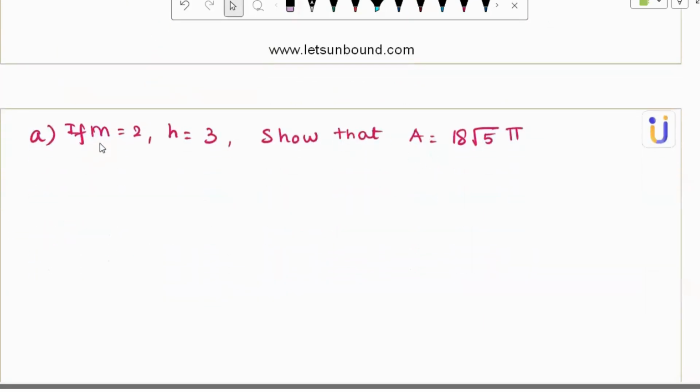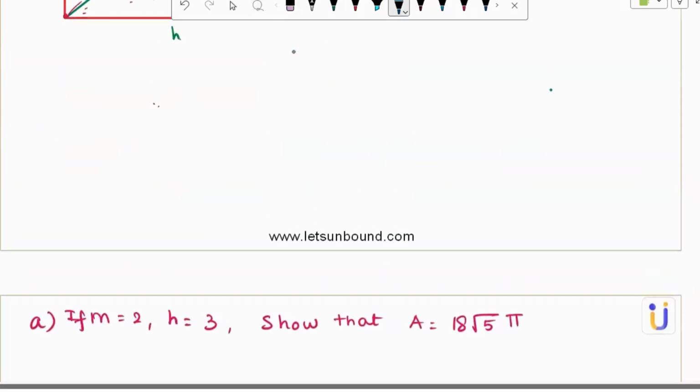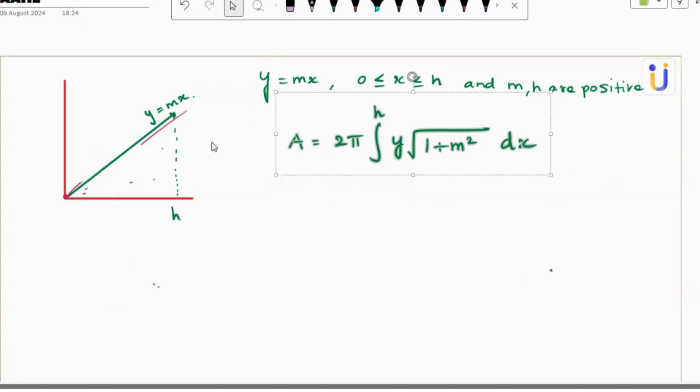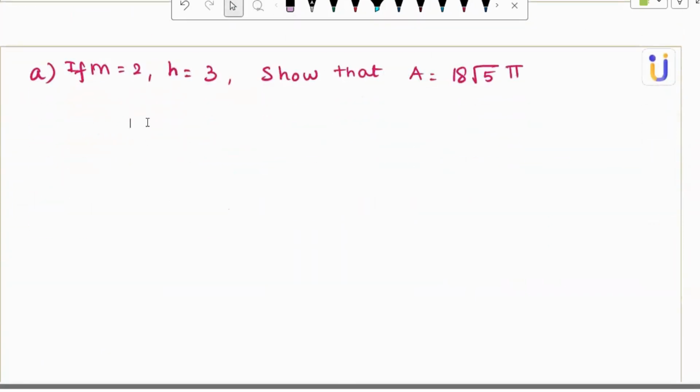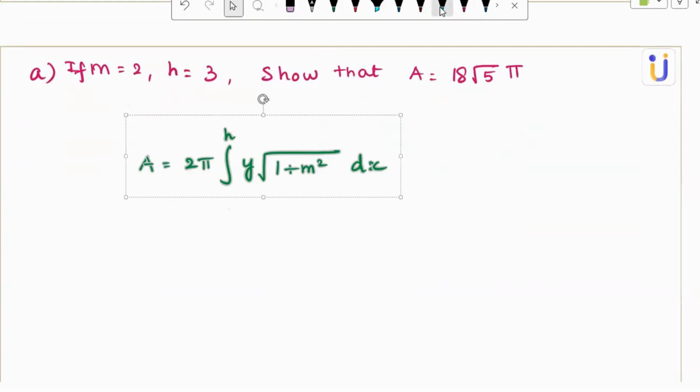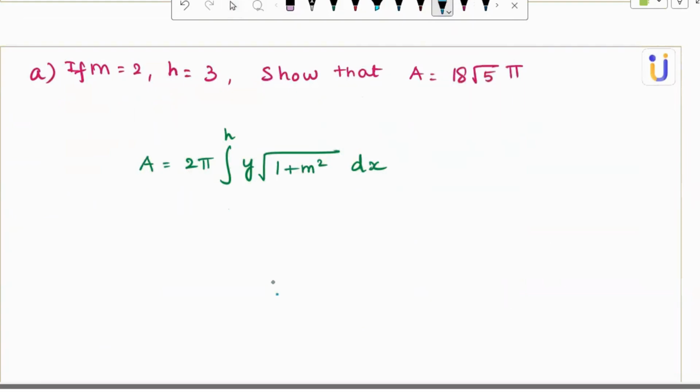And here, in this case, m is 2 and h is 3, show that the area, that means the surface area A, is equal to 18 root 5 pi. Okay, we can copy that because we are going to find A. Let's use it here, and wherever m comes, we can use 2, and wherever h comes, we can replace it with 3. So we have 2 pi, and the limits are 0 to h.